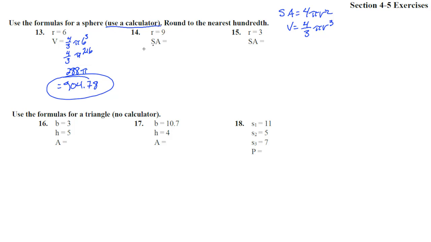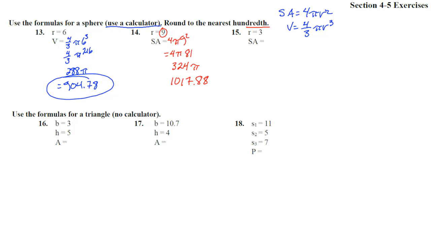Number 14. Radius is 9. We're using the SA formula. So that is 4 pi r, which is 9 to the second power. So that's 4 times pi times 81. So that's 324 times pi, which when we stick it in the calculator, gives us 1017.876. So that's 1017.88 if we round to the nearest hundredth.